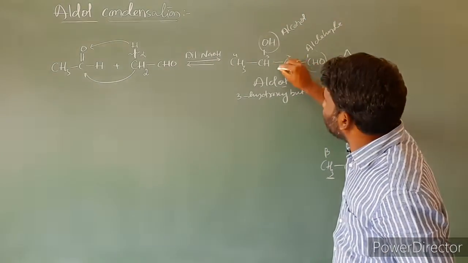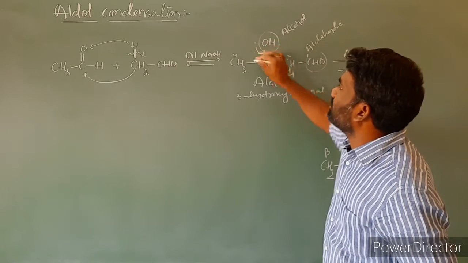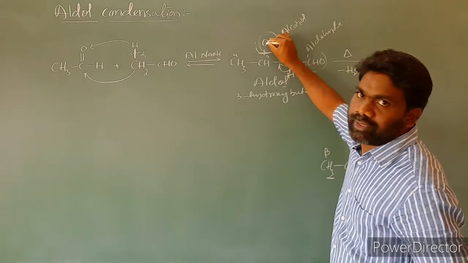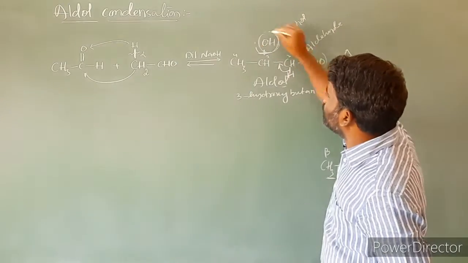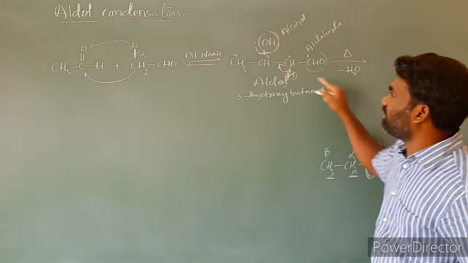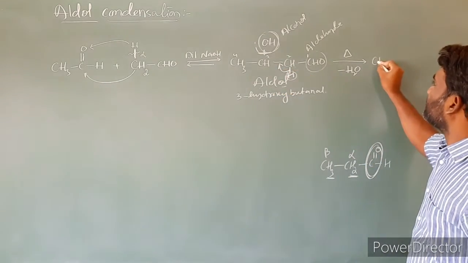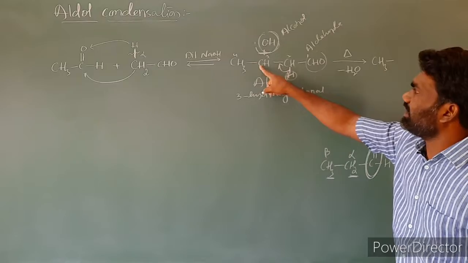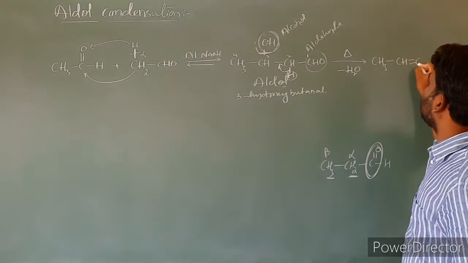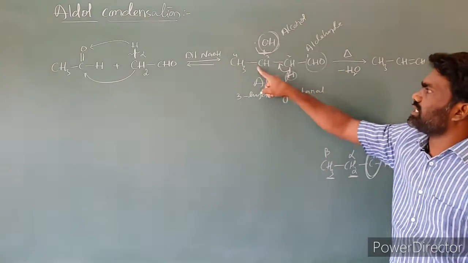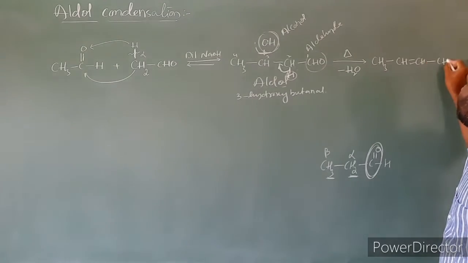This bond I'm shifting to here, breaking the bond between this carbon and hydrogen. I'm also breaking the bond between carbon and this OH. This OH group and this hydrogen, both leave in the form of water. Then between this carbon and this carbon, there is a double bond formation. Then the product is CH3, CH, and this CH, between them is a double bond: CH double bond CH. This bond is shifted to here, and we get CH3-CH=CH-CHO.